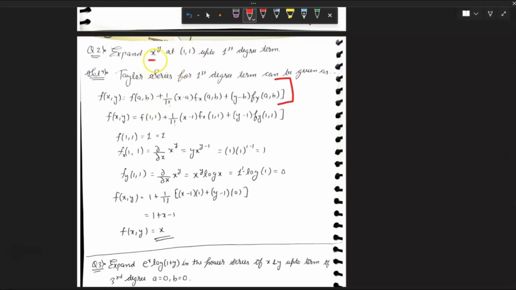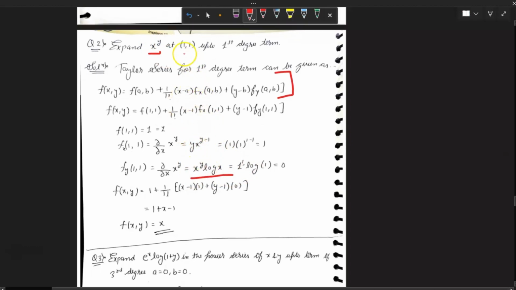You need to just partial differentiate this function x raised to power y with respect to x once, and with respect to y. Okay. With respect to x, if you do, then what will come? y will become constant. So it will be y x raised to power y minus 1. And for y, x will become constant. So x raised to the power y and then log x. Okay, this one.